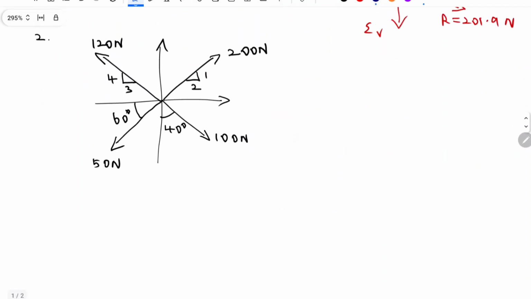So here 4 forces are given. The F1 is 200 Newton, F2 is 100 Newton, F3 is 50 Newton, and F4 is again 120 Newton. So first let us resolve these forces into horizontal and vertical components. So first I am considering the F1. So this is the magnitude of F1, 200 Newton.